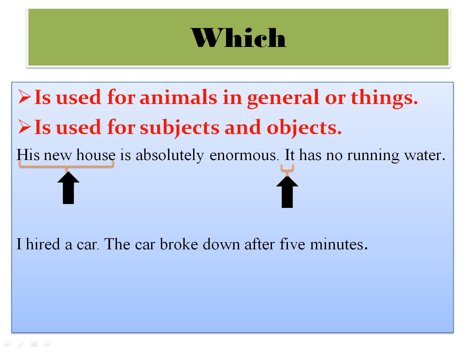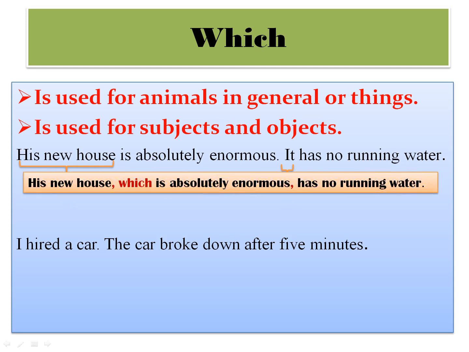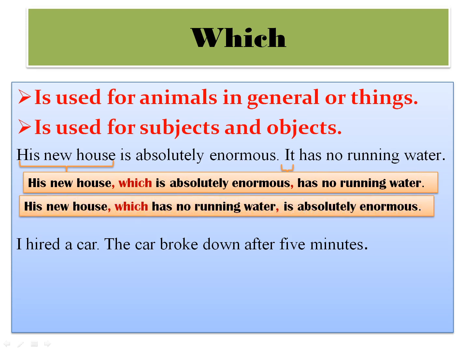So here we have a repeated subject in the first sentence and in the second sentence. When we want to combine them into one sentence, we must delete the subject. So it's going to be: his new house, which is absolutely enormous, has no running water. Or you can say: his new house, which has no running water, is absolutely enormous. No difference.